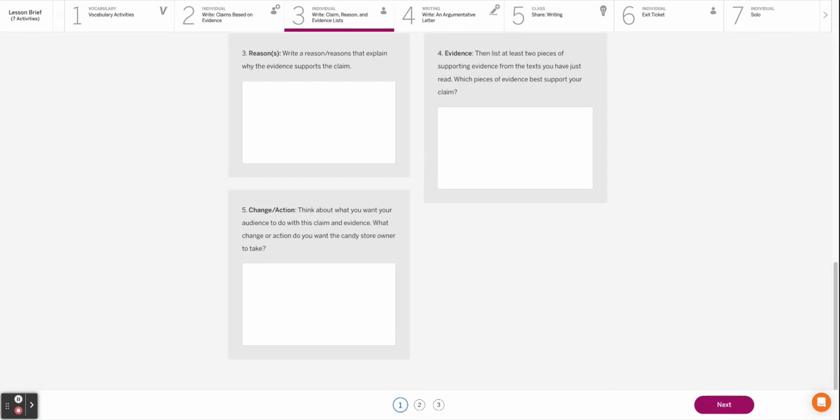Do they need to change something about their behavior? Do they need to change something about their viewing, shopping habits, something like that? Okay, based on what you were saying in your claim. Highlight that in purple.